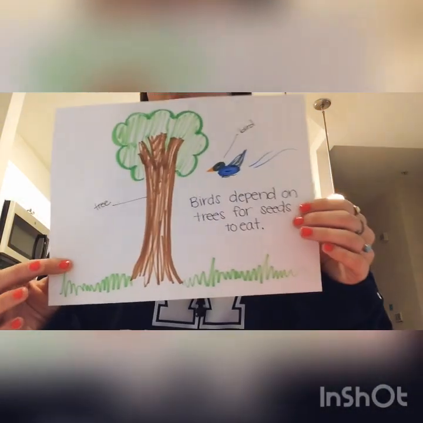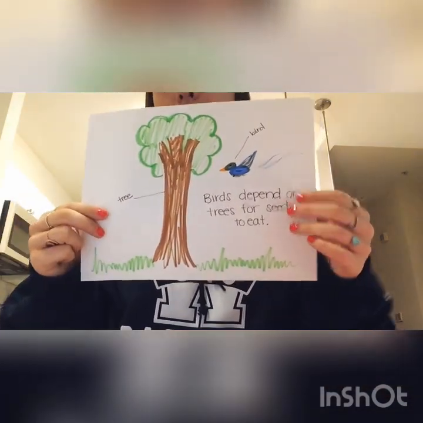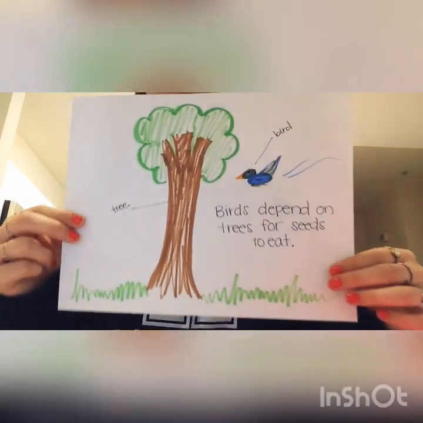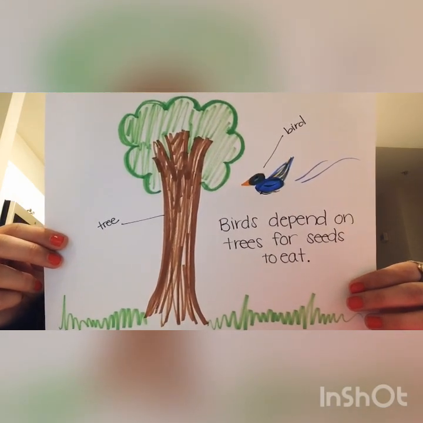After you have listened to that song, We Depend on Trees, you are going to think about the main topic. What is this story or this song talking about? After you've thought about it, you've figured out what this song's talking about, you are going to draw and label one animal that depends on trees. So I have chosen to draw a bird. I've got my tree labeled and I've got my bird labeled. And I said that birds depend on trees for seeds to eat.